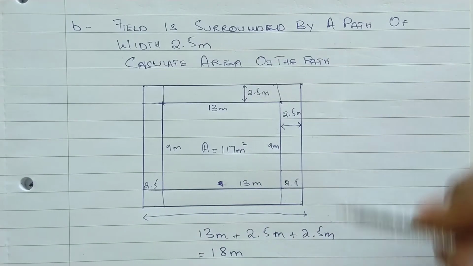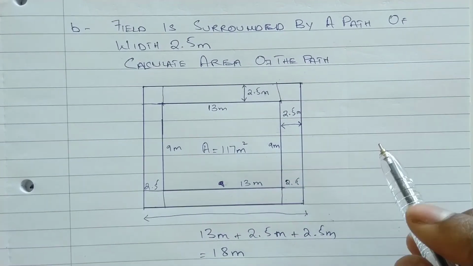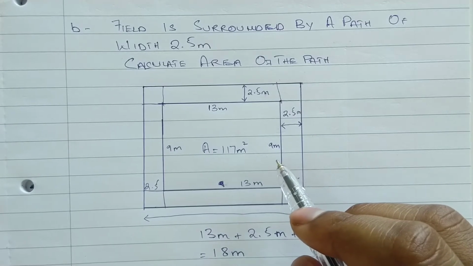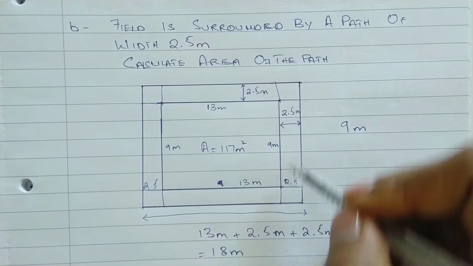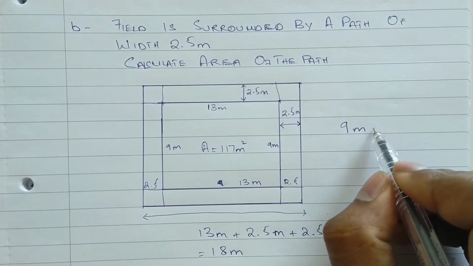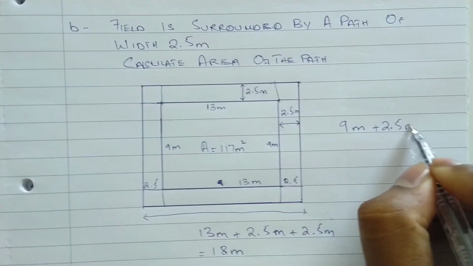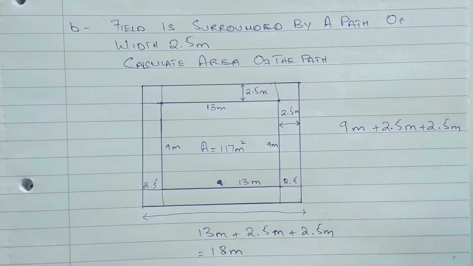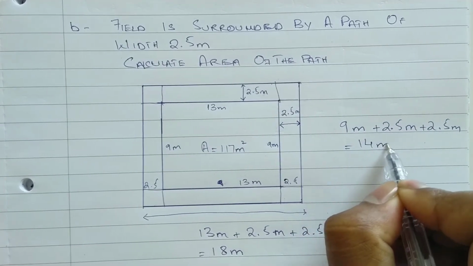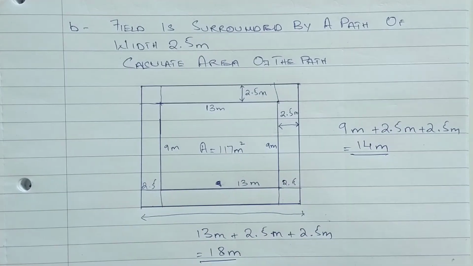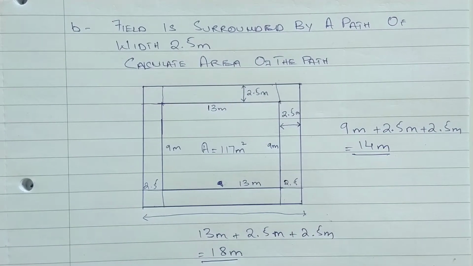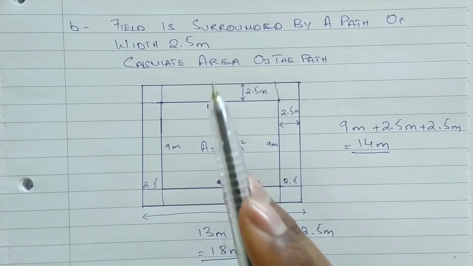Now same way we need to calculate the length of the path. So the length of the inner field is 9 meters. The path is 2.5 meter wide on each side. That becomes 9 meters plus 2.5 meters plus 2.5 meters, 14 meters. We have the length, we have the breadth, we can calculate area of the entire region.